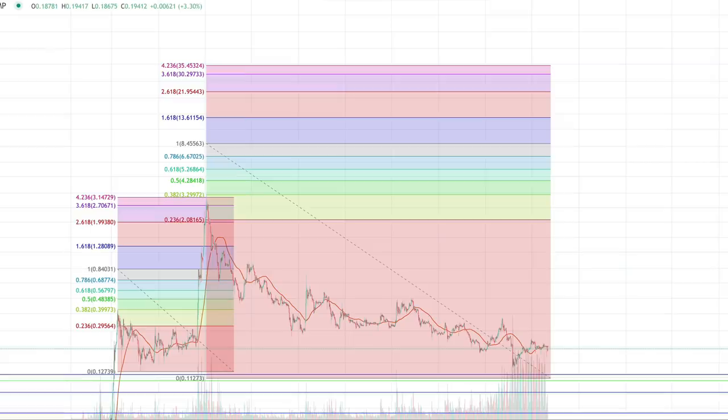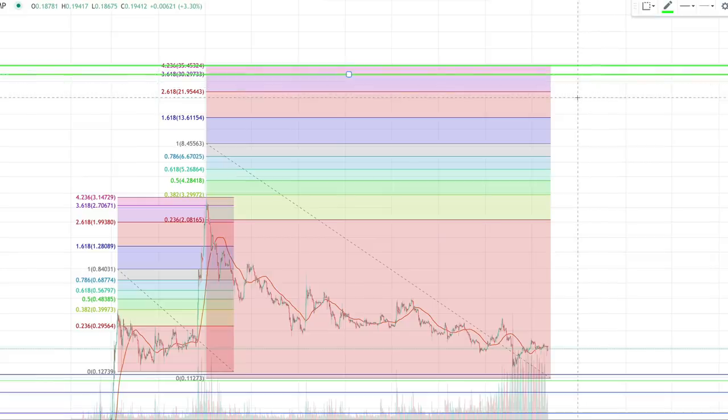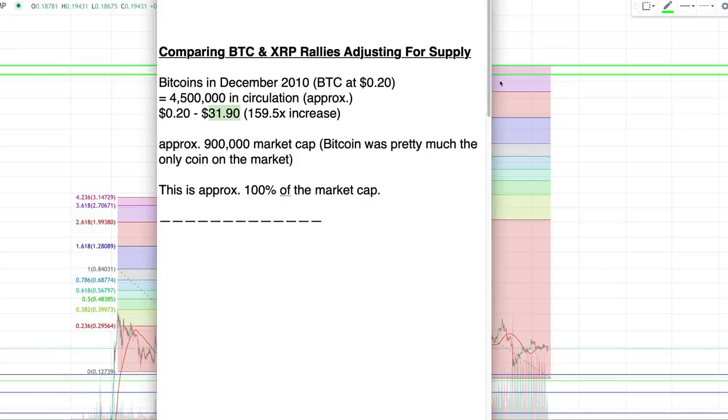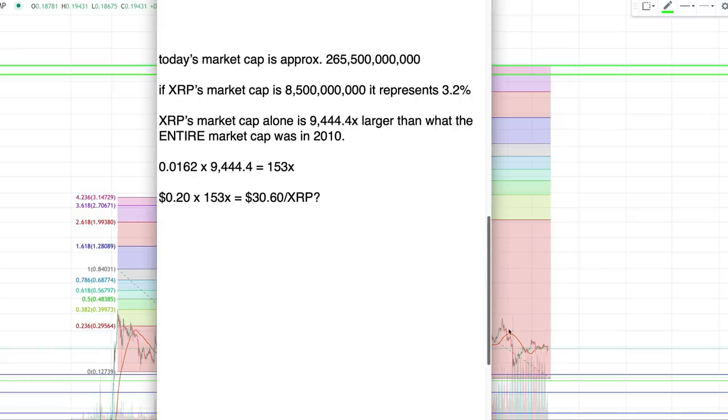The top line up here brings us all the way to about $35. That's about a $35 target. But then we've got this line here that falls right in that demand zone, which brings us to about $30.16. $30 falling right into that range. Could we see a $30.60 XRP in the next bull run? I think it's quite possible. Depends on how much money gets pumped into XRP this time around. But that's just my opinion. I want to hear what you guys think.